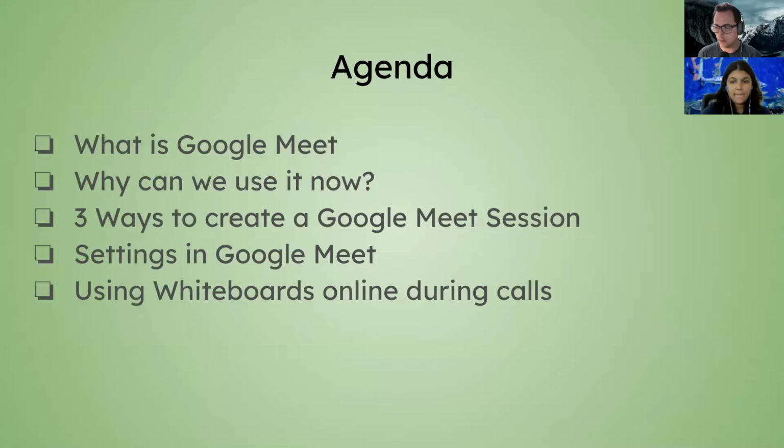Okay, so we're just going to go over the agenda real quick. First we're going to talk about what is Google Meet, and then why we can use it now where in the past we weren't able to. We're going to talk about 3 ways that we can create a Google Meet session. We're going to go over some of the settings in Google Meet, and then we're going to talk about some online whiteboard tools that you can use during a call. So if you wanted to teach a lesson and demonstrate some concepts, there are whiteboard tools that you could use. The whiteboard tools that we're going to be going over, you can use with Google Meet, but if you're using Zoom or something like that, you can use them with those too. It isn't specifically just with Google Meet.